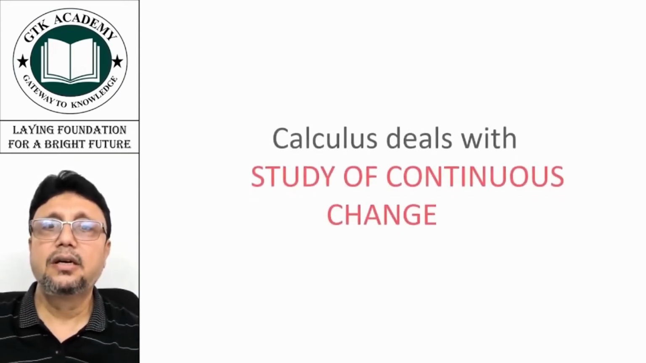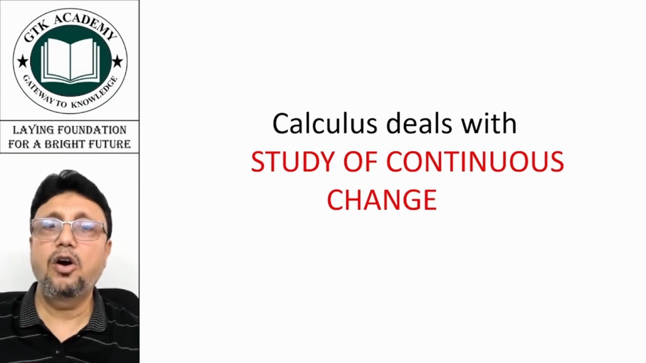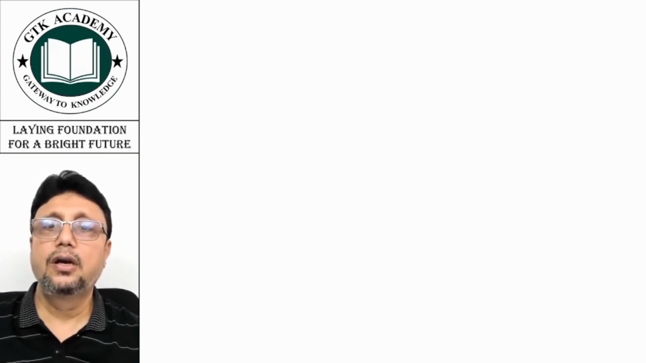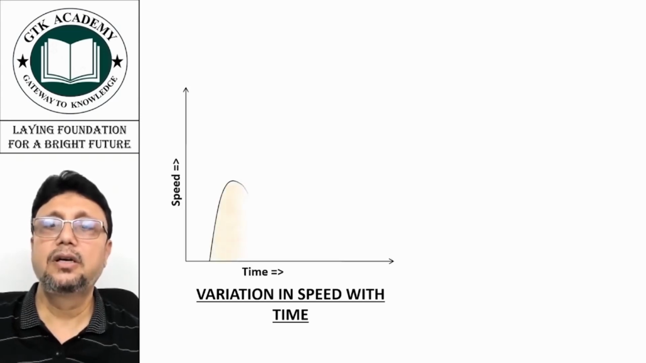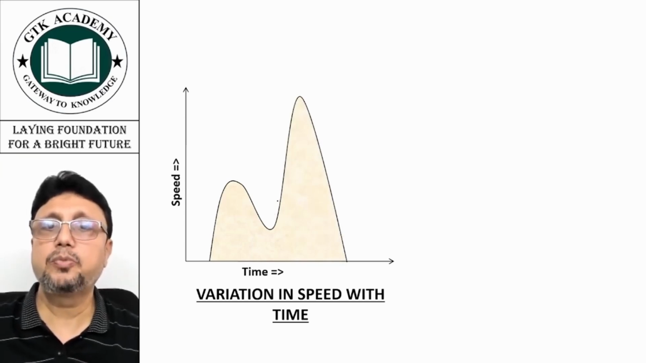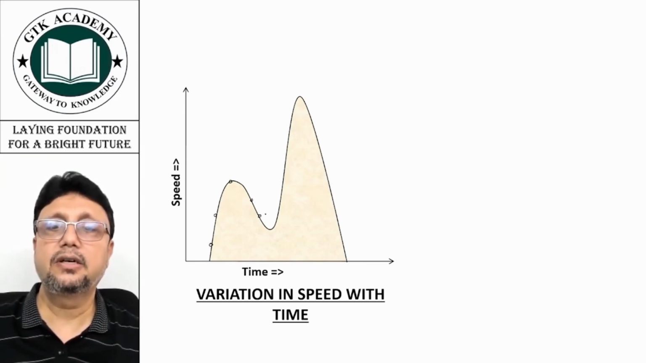We said that calculus deals with the study of continuous change. Whether it's a variation of speed with time, like this, one variable, which is speed, is varying with time. I have just plotted a graph. You just see the speed, it's varying, it's increasing. Then here it is decreasing, it decreases to a value, again it increases, and then it decreases. So there is a change in this variable of speed with respect to the variable time.